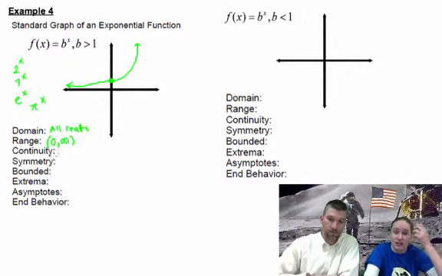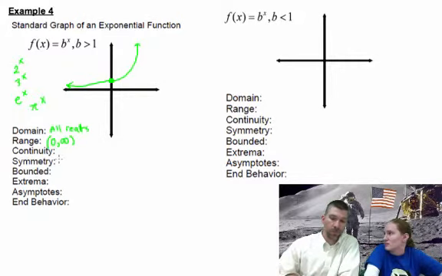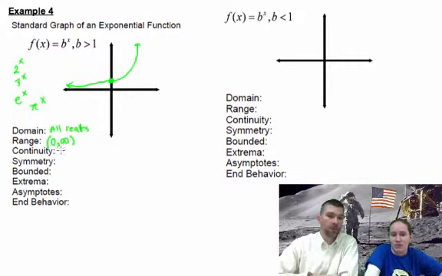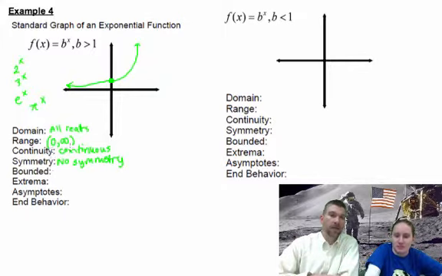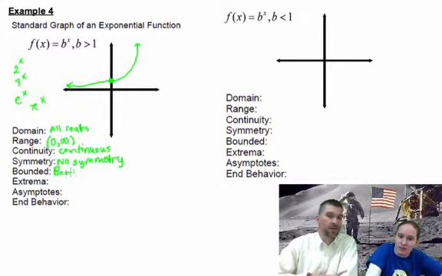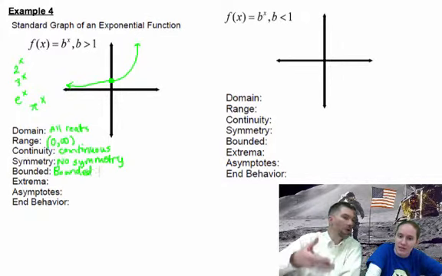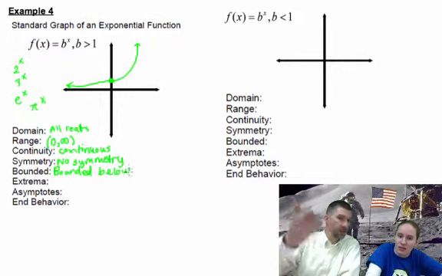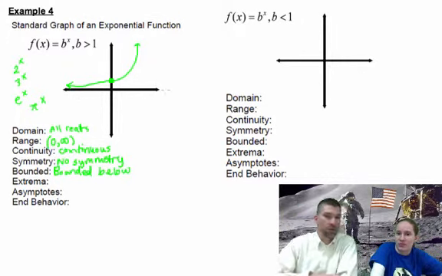Continuity. This is continuous because you can draw it without picking up your pencil. Symmetry. There's no symmetry here because it's out of whack. Is this bounded? It is bounded below because it never falls below the x-axis. Even if this graph were to move up or down, it hits that floor and it doesn't go through it.